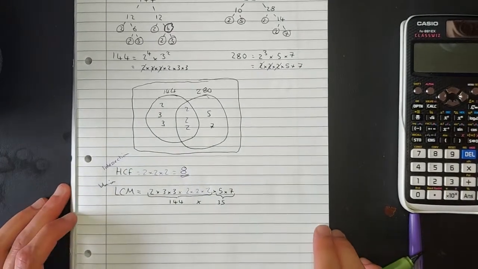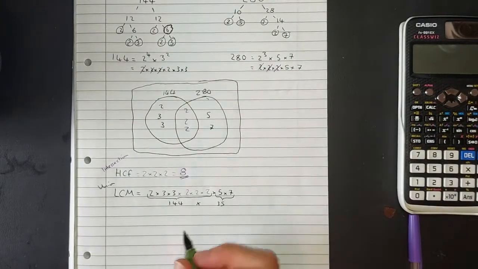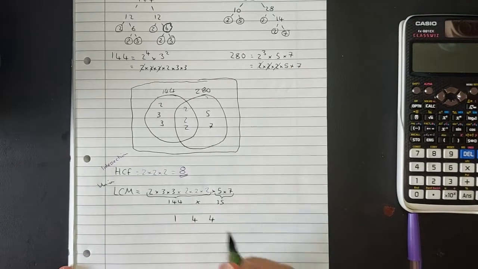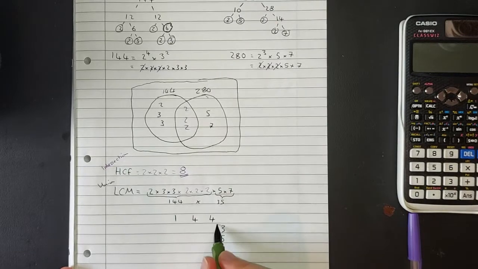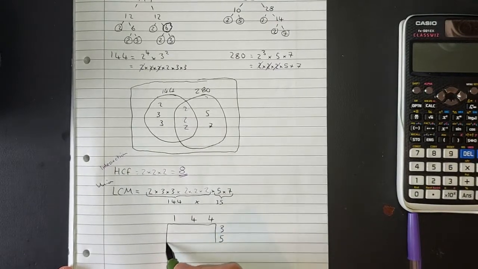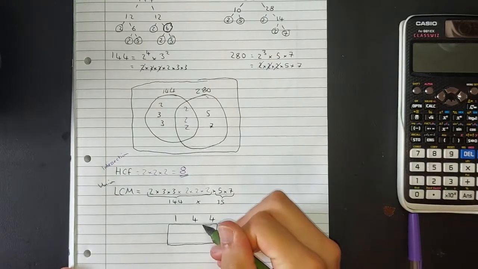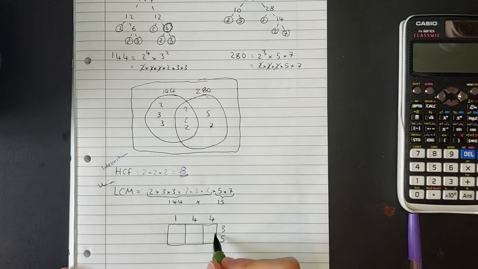Let's do a quick Napier's method. So you've got 144 along the top and 35 down the side. Draw on your box. So all I'm doing here is multiplying these numbers together. If you use a different method, as long as you come to the same answer, that is fine.